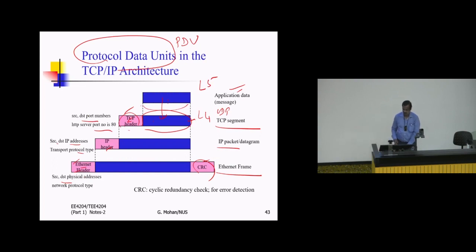So let's say, now look at this, this TCP segment as a whole becomes the payload for the IP packet. We say that the TCP segment is encapsulated to form an IP packet. The IP packet is encapsulated into an Ethernet frame or Wi-Fi frame. So that's the naming convention.